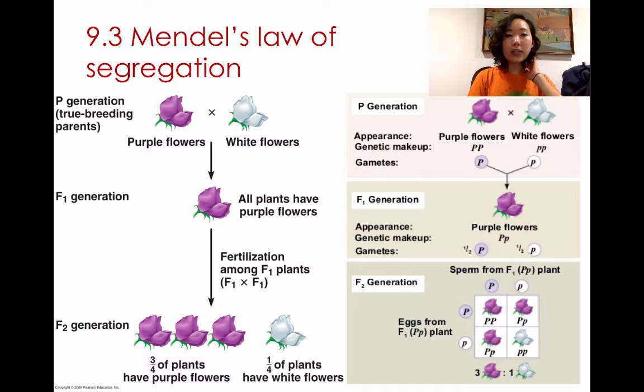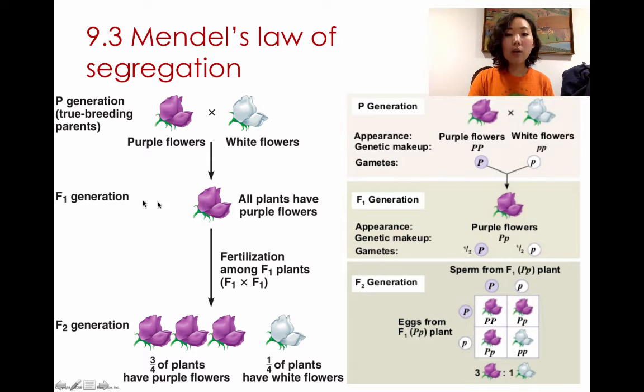And here is a diagram from the textbook. What he did was he took purebreds. This purple flower was a pure purple flower: its parents were purple, its grandparents were purple, its great-grandparents were purple. And this one was a pure white flower. He took these two flowers and bred them, putting the seeds together to form the F1 generation. Remember, the F1 generation is just the offspring of the P generation.